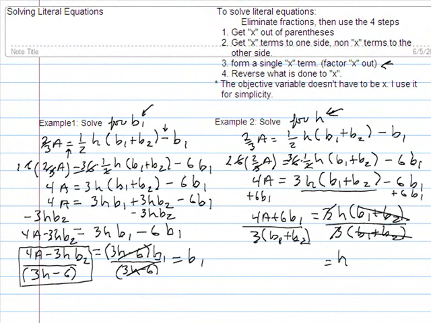We get h equals (4a plus 6b1) over 3(b1 plus b2). Problem done. And that ends the podcast.